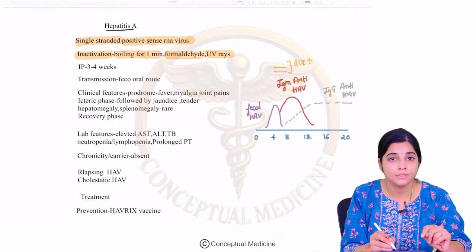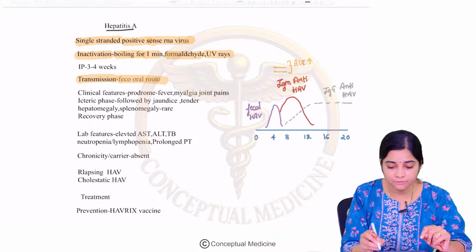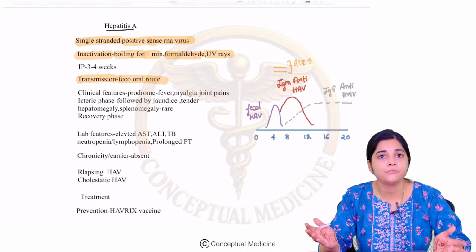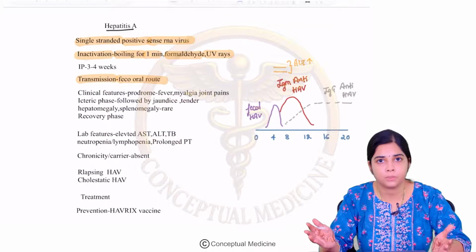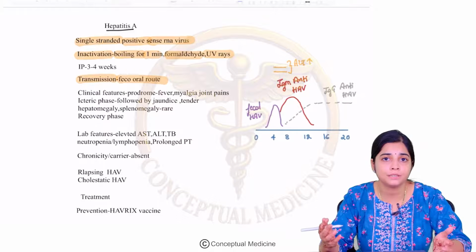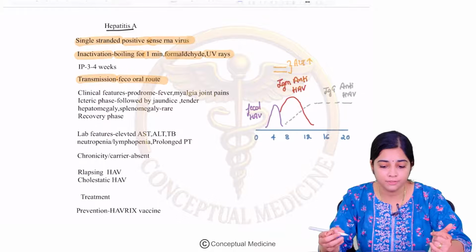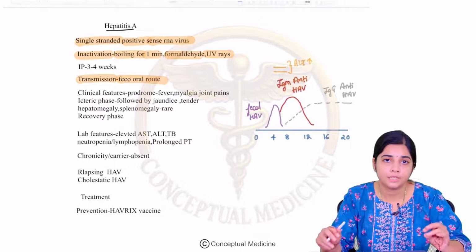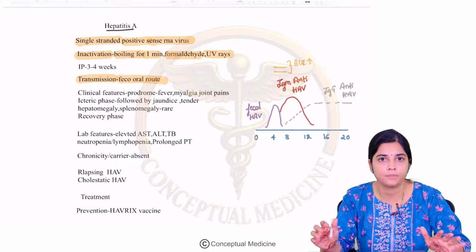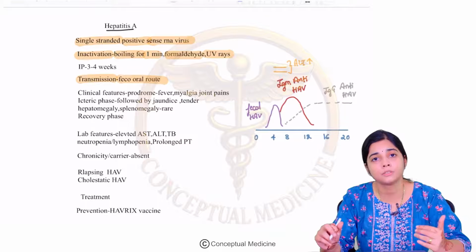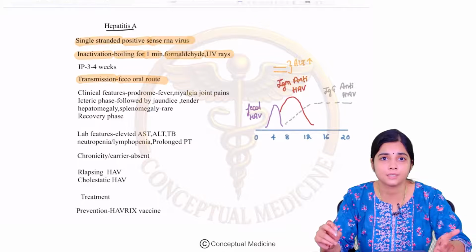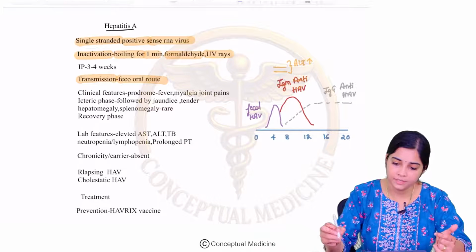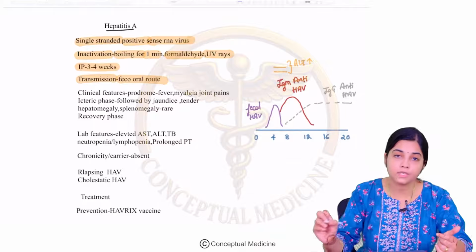The transmission of the hepatitis A virus is via the fecal-oral route, right? It is acquired via contaminated food and water. So how do you prevent this? It is inactivated by boiling for 1 minute, formaldehyde and UV rays. So always drink well-boiled water, because there is increased risk of transmission of not only hepatitis but a lot of other organisms such as E. coli, cholera, and so on. The incubation period is about 3 to 4 weeks.